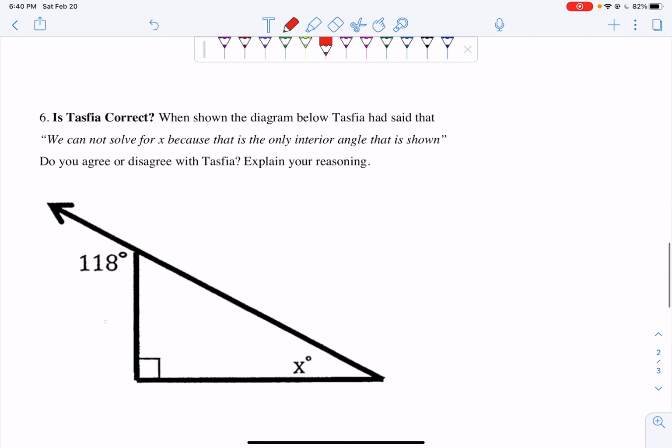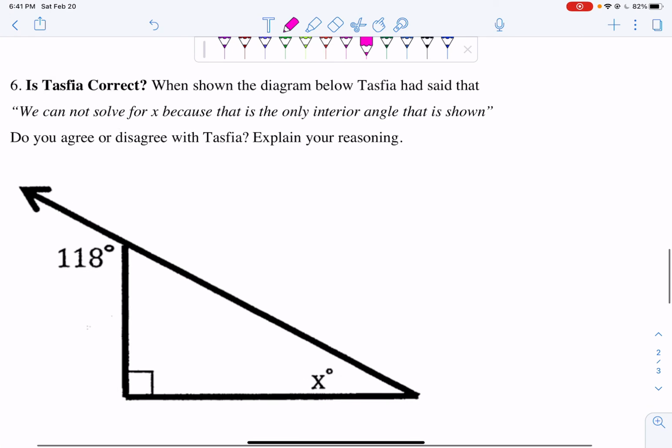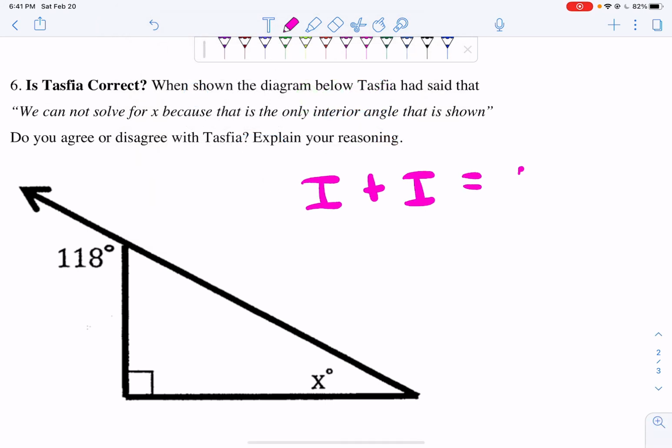Our next example, one of my favorite students to pick on, is Tasvia correct? When shown the diagram below, Tasvia had said that we cannot solve for x because that is the only interior angle that is shown. Do you agree or disagree with Tasvia? Explain your reasoning. So remember, the way the exterior angle theorem works is that if we have two interior angles, we can say interior plus interior is equal to our exterior.